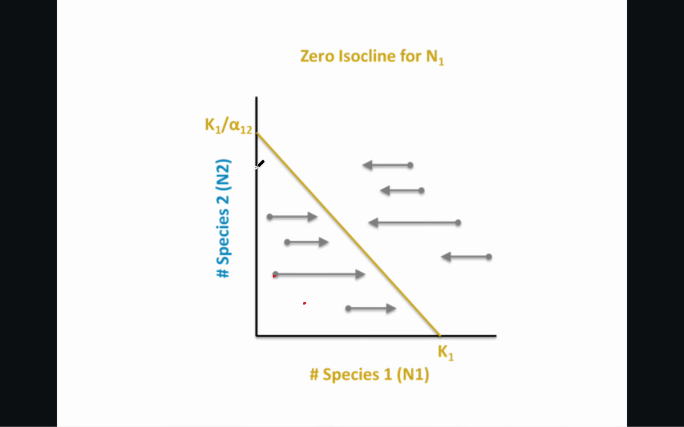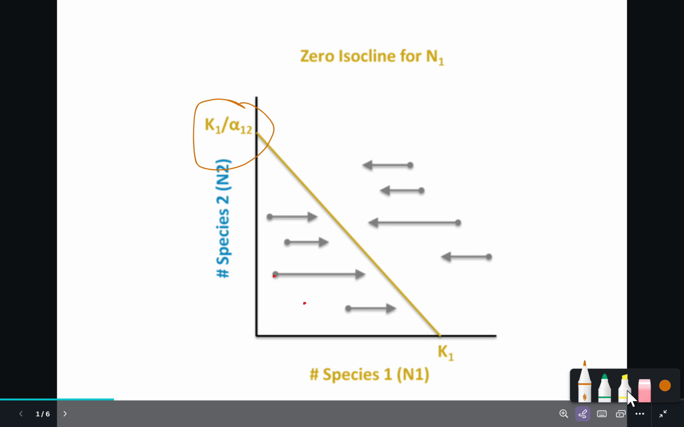Let's look at how to read our zero isoclines for the Lotka-Volterra competition graphs. Our zero isoclines are basically a population isocline when the other species is not being represented on the same graph, but it's still experiencing competition. And so our species 1 is represented by this x-axis.